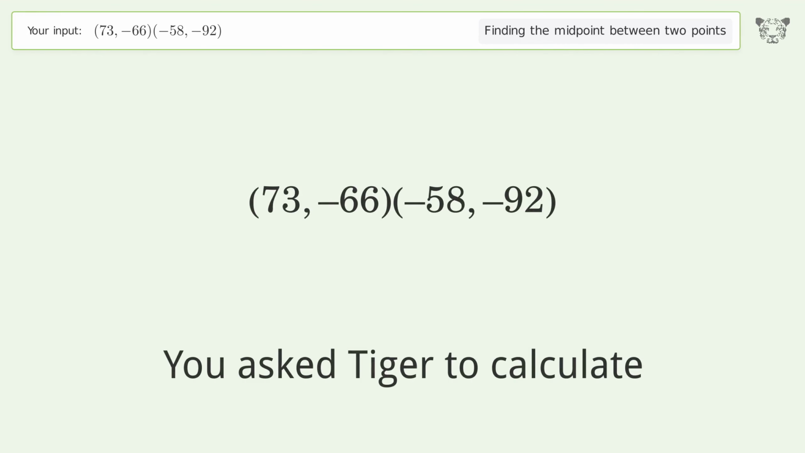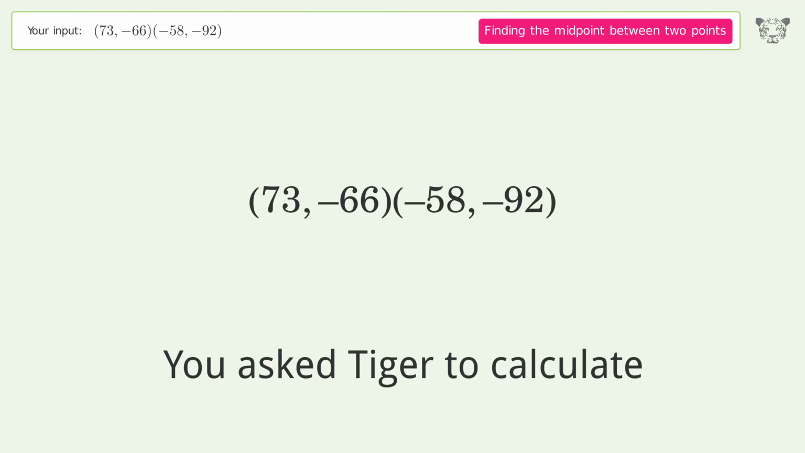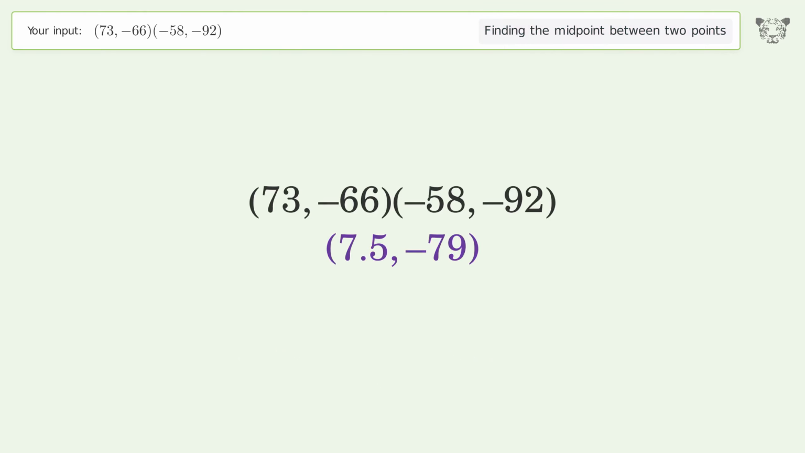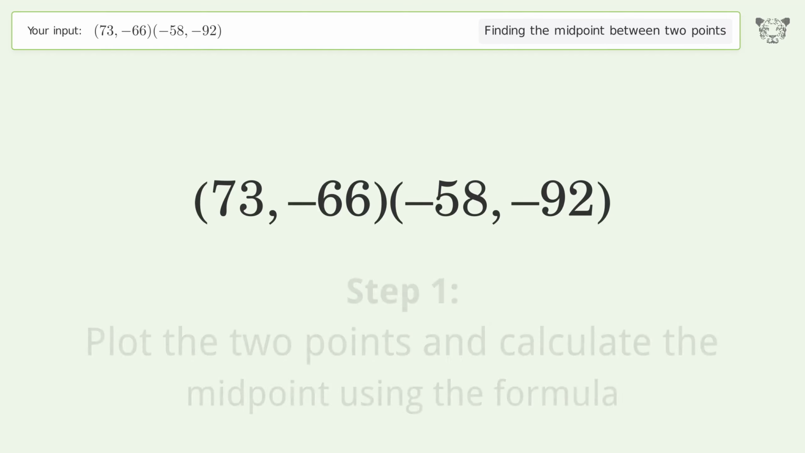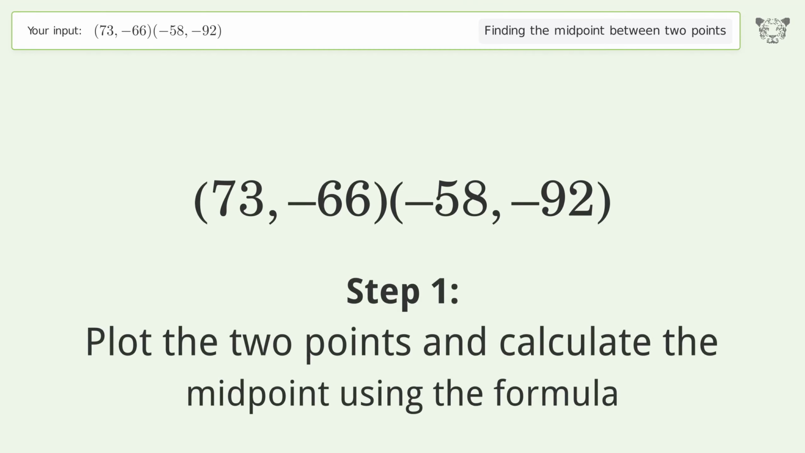You ask Tiger to calculate. This deals with finding the midpoint between 2 points. The midpoint between the 2 points is 7.5, negative 79. Let's solve it step by step. Plot the 2 points and calculate the midpoint using the formula.